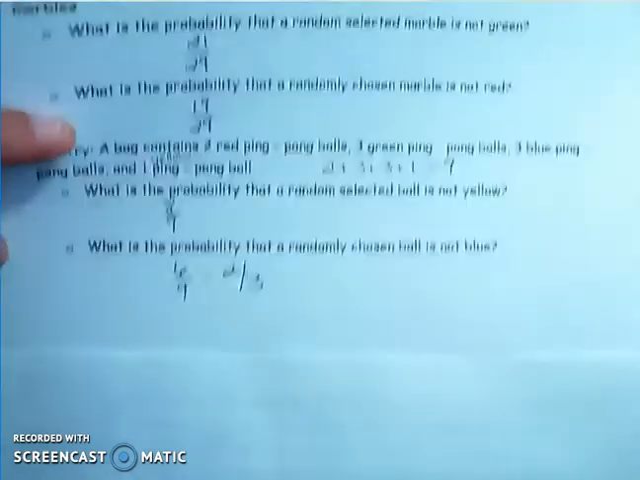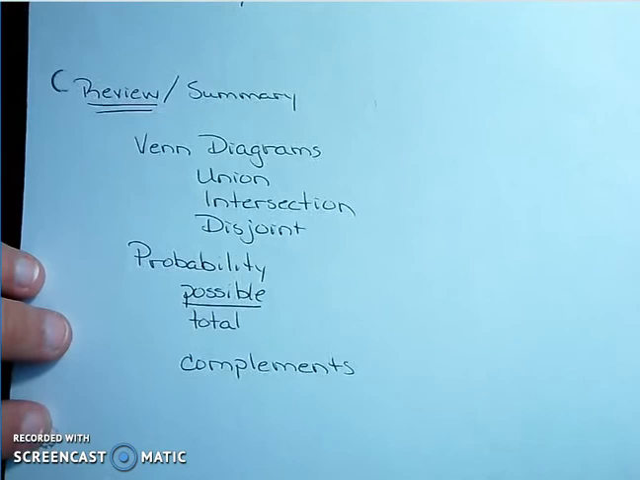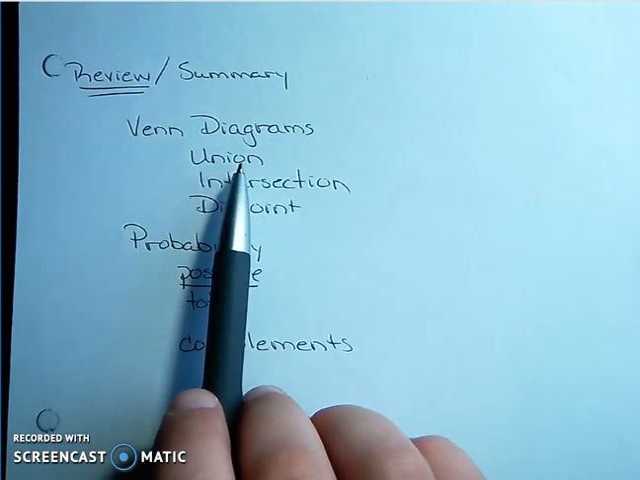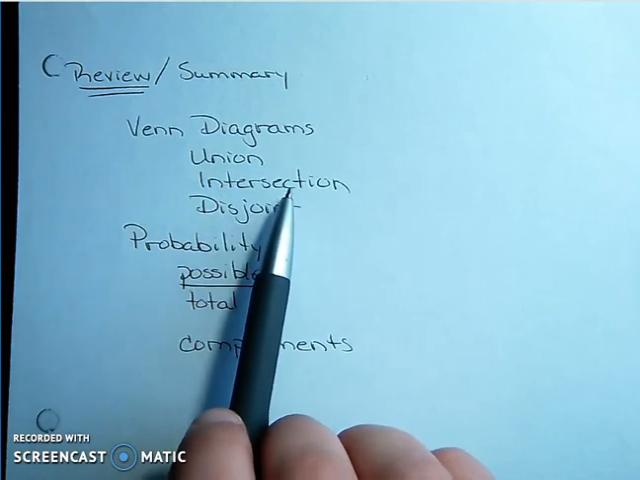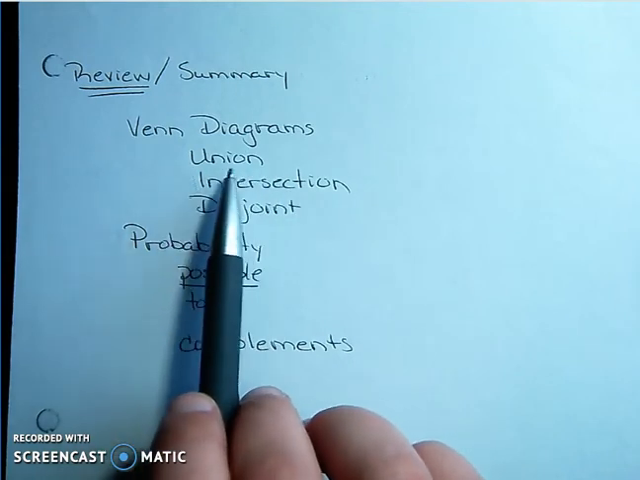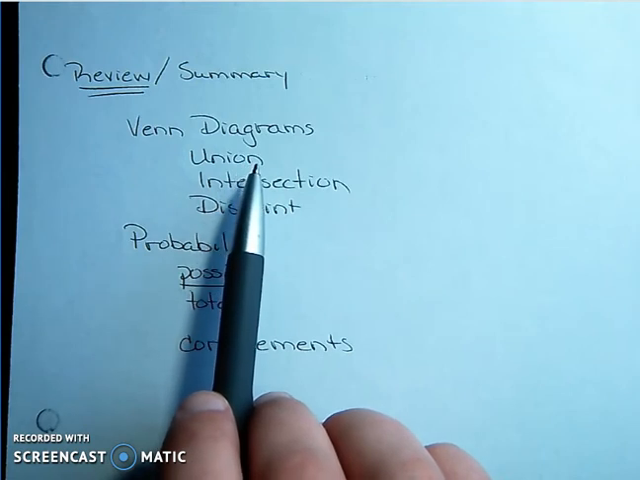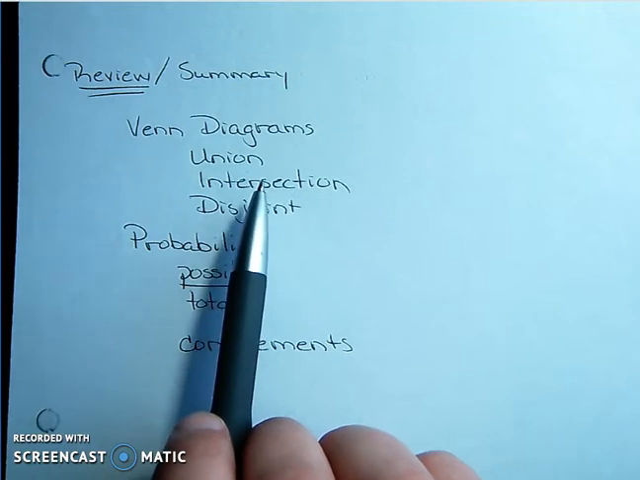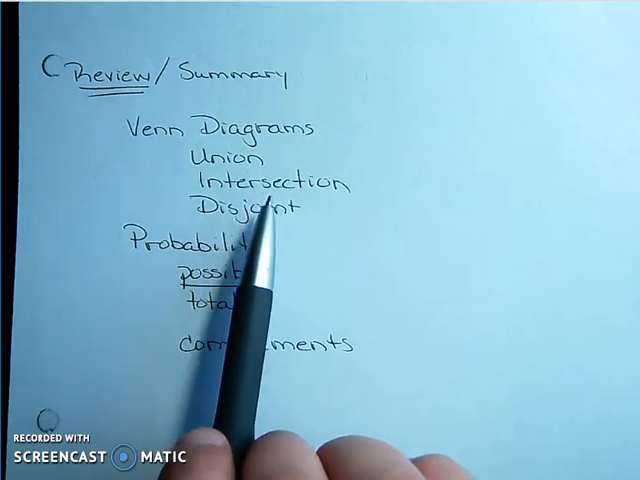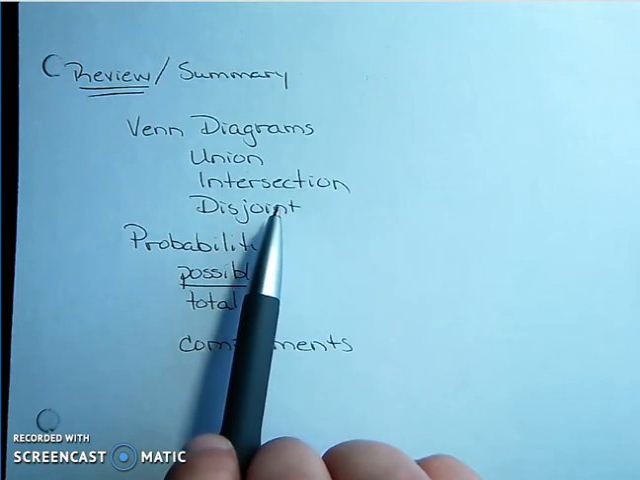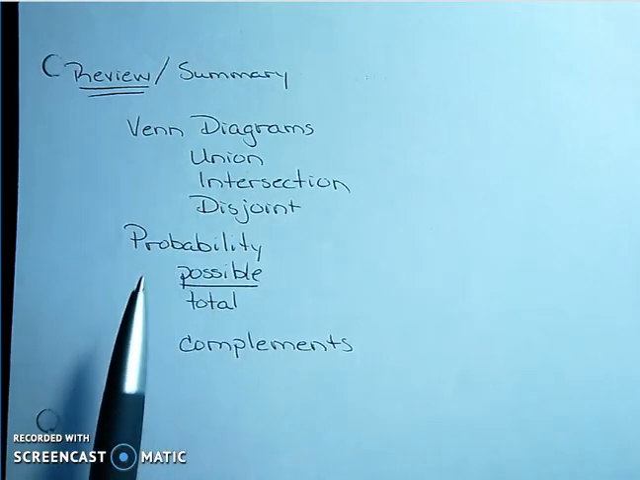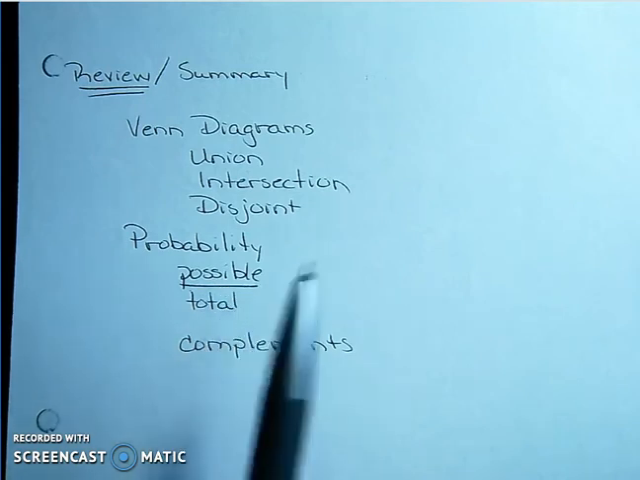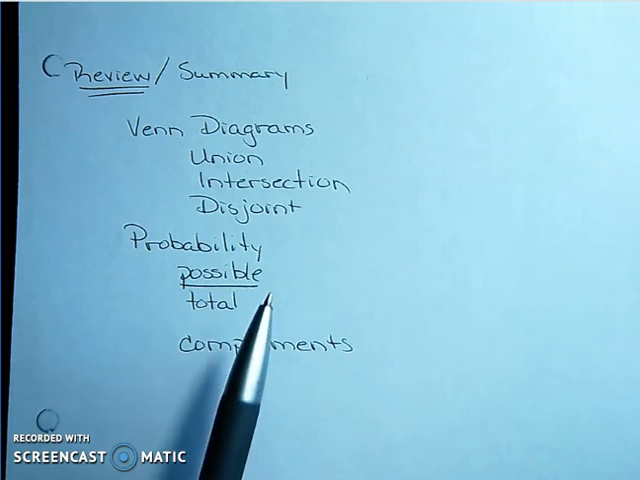So, quick review of today. You should be comfortable with all of this. Being able to create a Venn diagram, knowing the difference between a union and an intersection. So remember, a union is when all things from all sets are combined. The intersection is when things are picked from both sets that they have in common. Disjoint are Venn diagrams that have nothing in common. And our probability is the possible over the total, and being able to pull out marbles from a bag, flipping a coin, that type of thing.